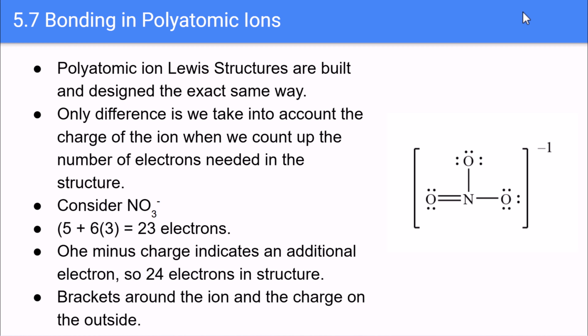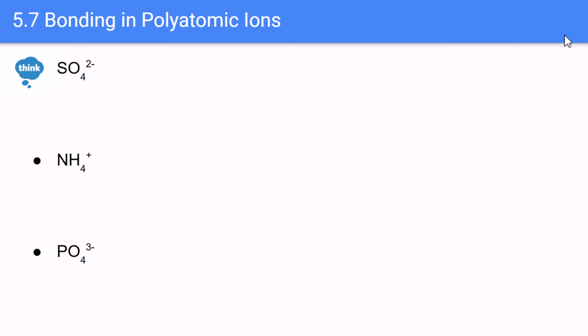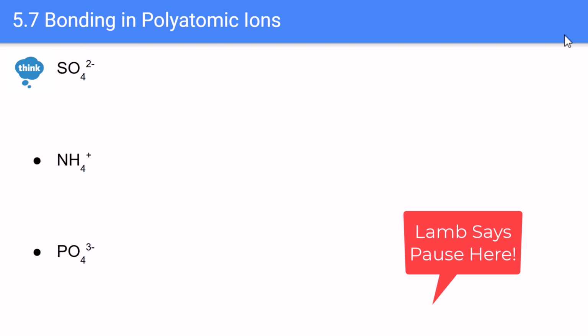So let's go through and do some practice problems with these, and we'll be with you right now. So you can see that these are the polyatomic ions that I want you to draw Lewis dot diagrams for. We'll do them together here in just a moment, but try them and practice and see what you come up with, and we'll be back in a moment.